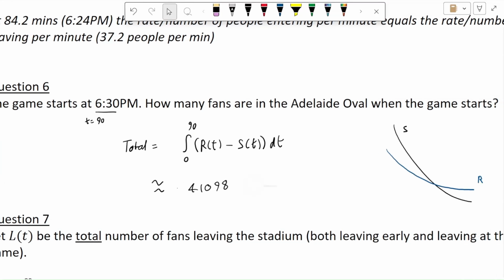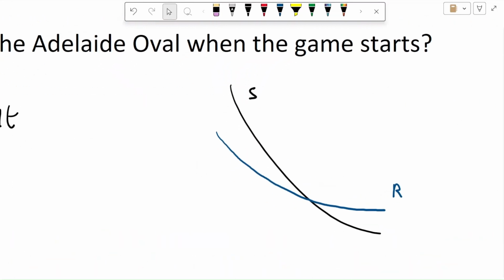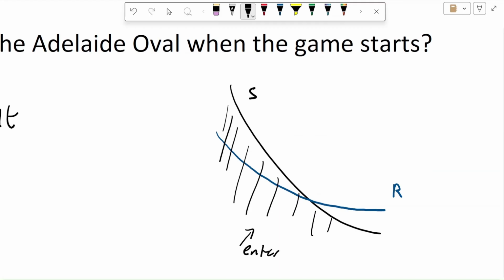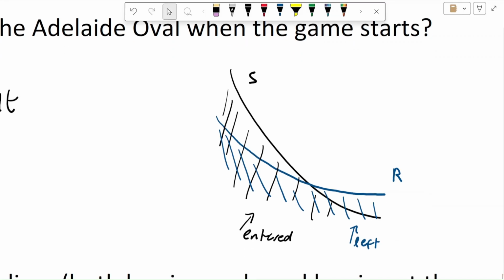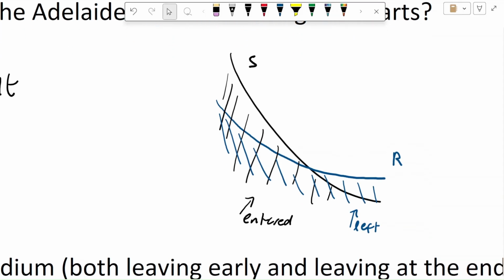It doesn't really look like that on the calculator, but they do cross over right at the end of their range. Now, basically, if we get the area under S, that area is entered. And if I get the area under R, that blue area, that is the amount that have left. So I'm not actually looking for the total area in between the two. I am actually looking for the integral of S take R.